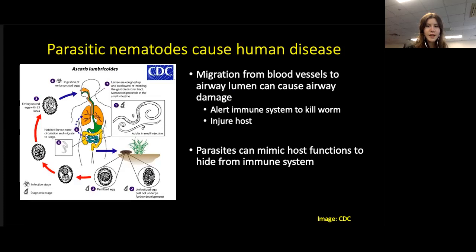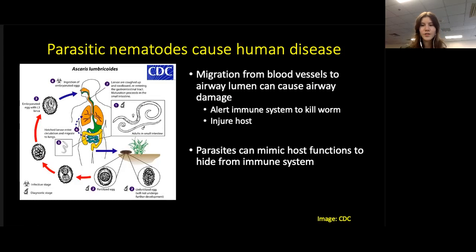Ascaris infection begins with ingestion of the eggs, which is usually from contaminated drinking water. The eggs hatch into larvae in the GI tract, and then the larvae travel through the blood vessels and the liver into the blood vessels of the lungs. However, migration from the blood vessels to the airway lumen can cause airway damage, which could alert the host immune system to kill the worms or could also injure the host.